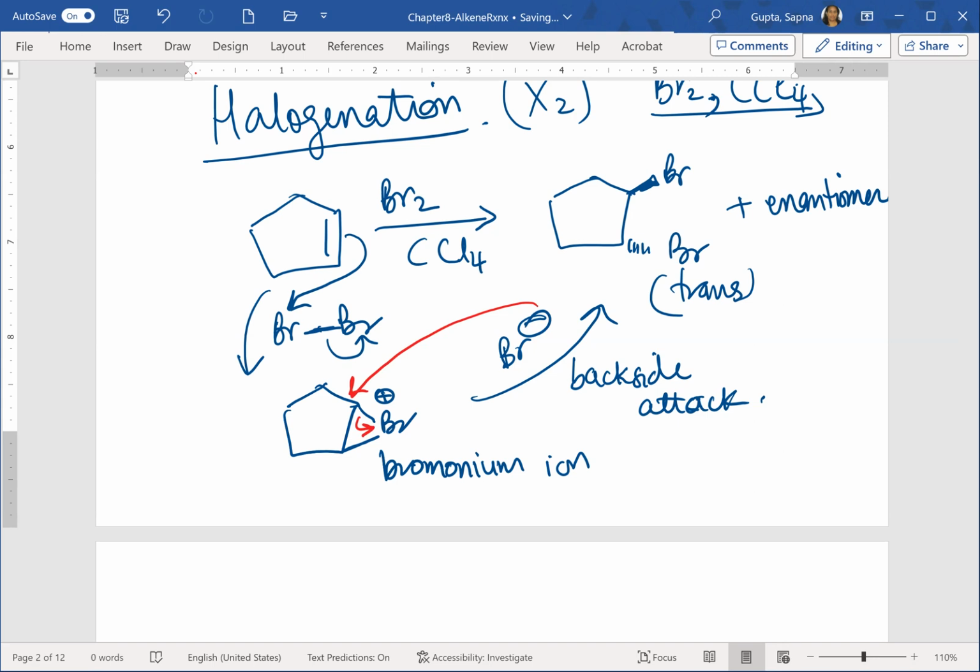So if it is a backside attack, it means that one bromine is going to be in the front and the other one is going to be at the back. That's really what it is meaning. This kind of addition is called an anti-addition. Anti meaning when the groups are adding on opposite sides. That's an anti-addition.